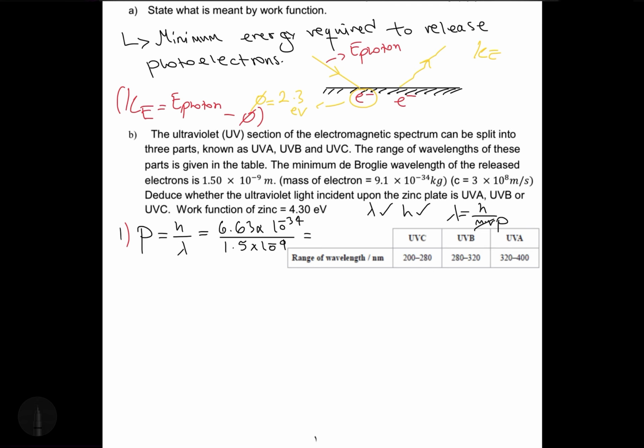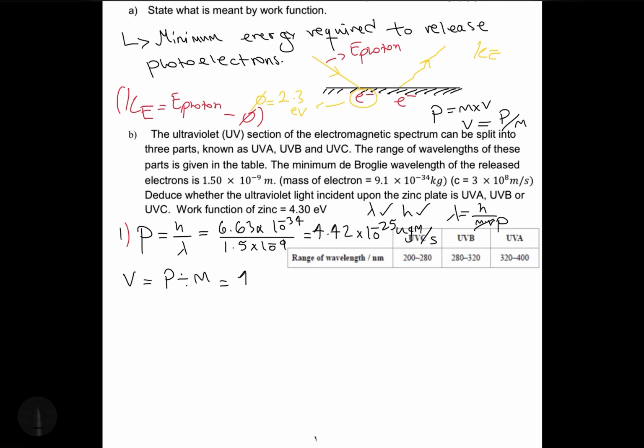If you divide these two numbers, you're going to get approximately 4.42 times 10 to the power of minus 25 kilograms meters per second. That's the unit of momentum. Now that we have the momentum, we can find the velocity of the electrons. Velocity of the electron is going to be the momentum divided by mass. How? Well, we know that momentum is mass times velocity, so velocity is simply going to be p divided by m if we rearrange it.